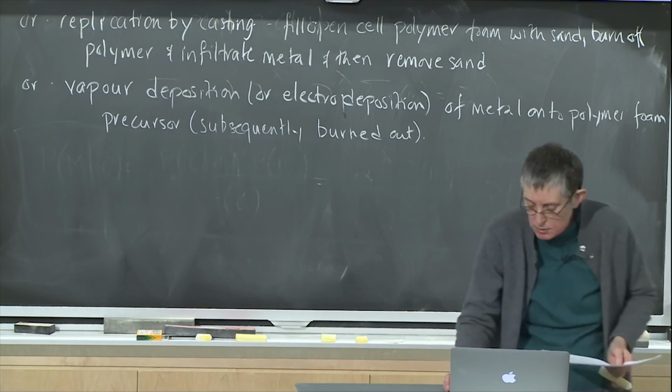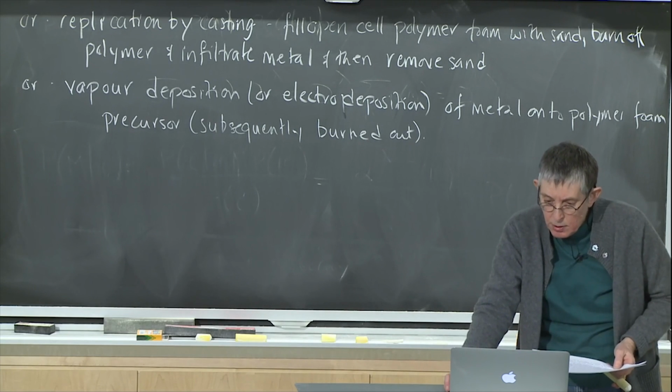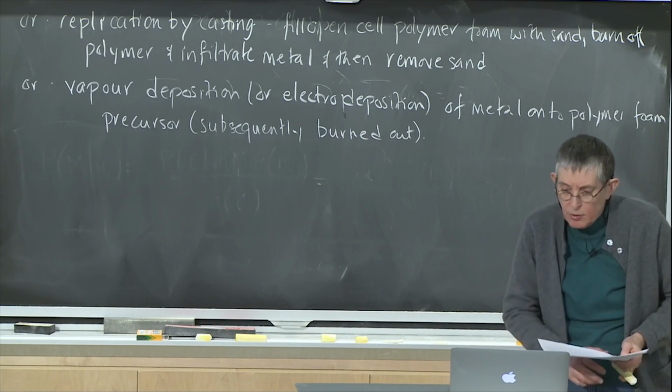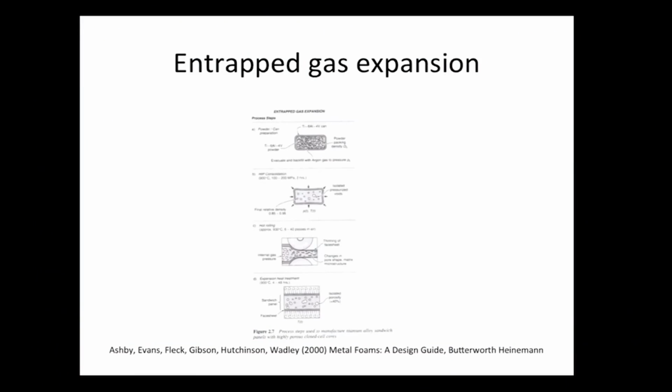Okay, so that's another method. Another method is shown here. This is the entrapped gas expansion method. What they do in this method is they have a can, and the can has a metal powder in it. So it's whatever metal you want to make the foam out of. In this example here, it's probably too small for you to read in the seats, but it's titanium.